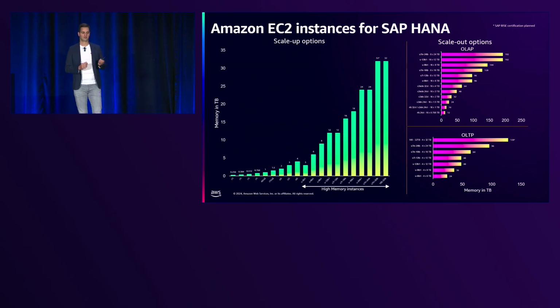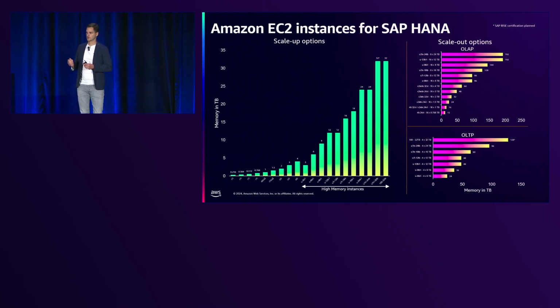Let's first have a look at the left-hand side on the scale up, where everything runs on a single instance. So certifications start with 256 gigabyte all the way up to 32 terabyte now. With that, we give you the option to right size and select the right instance according to your needs, and also to scale in appropriate chunks when you have more data stored in memory.